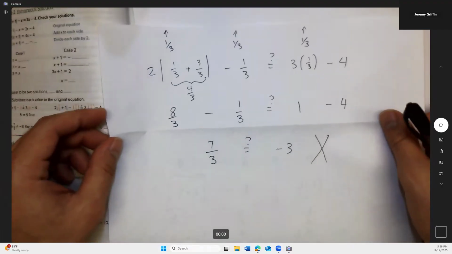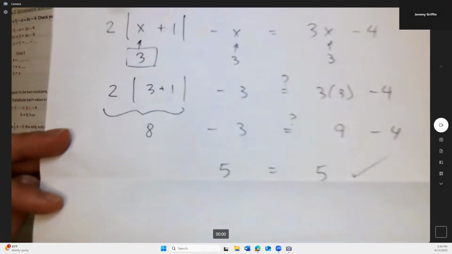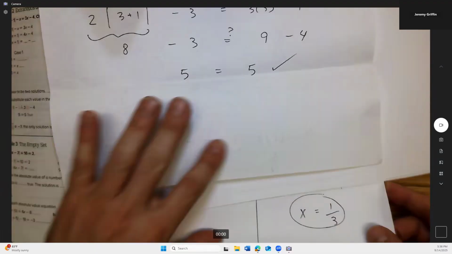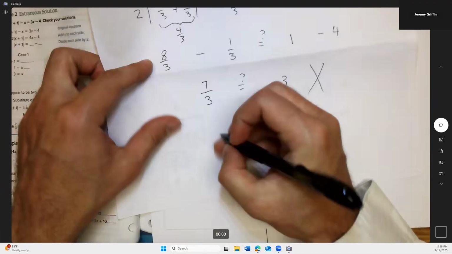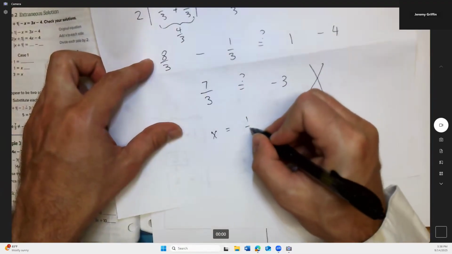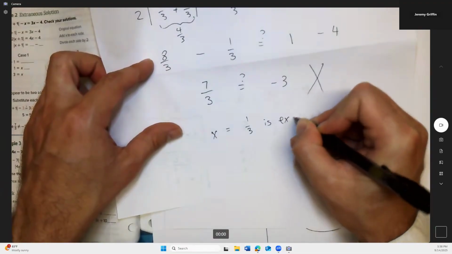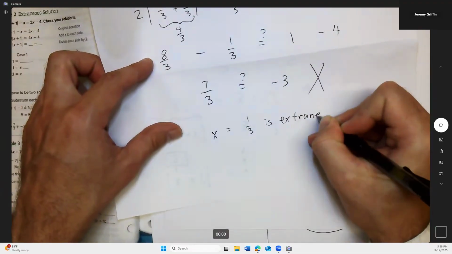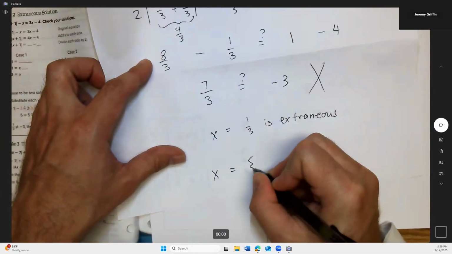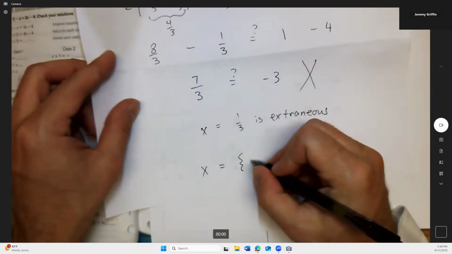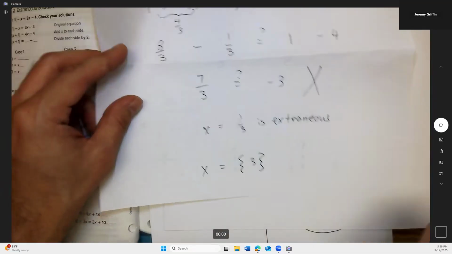Well, that's interesting. So even though I used algebra rules and I got two solutions out of this, one of them actually ended up working, and the other one, I could say x equals 1/3 is extraneous. It's not actually part of the solution. So the full solution is just x equals, and then the only one that worked was 3. Right? And the coordinate would be 3, 5.